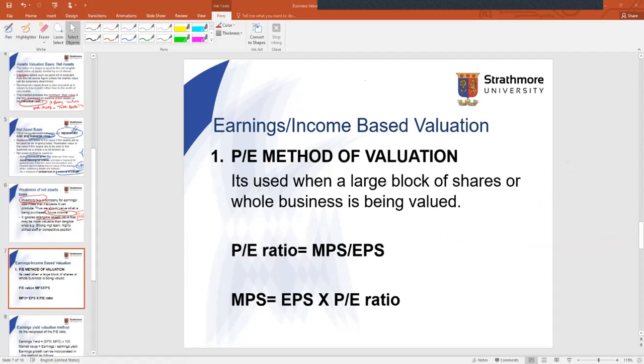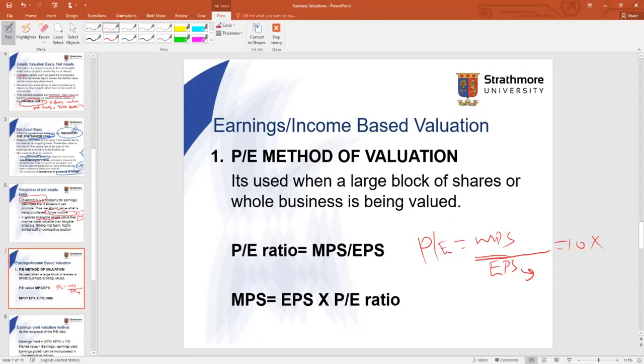The PE ratio is equal to MPS divided by earnings per share. It's simply the market appreciation of the company's earnings: for every dollar of company earnings, how much value does the market attach to that earning? For example, if we get a PE ratio of 10 times, it means that for every dollar, or every shilling, of earnings of this company, the market gives a value of 10.